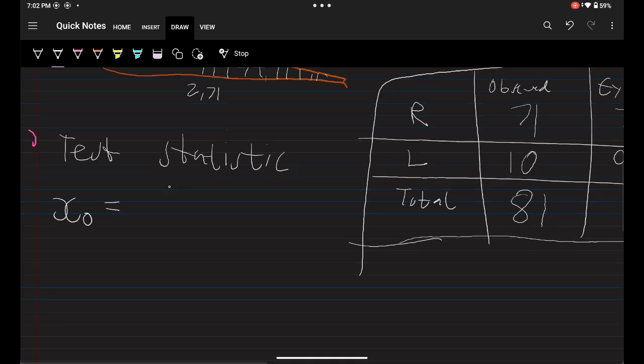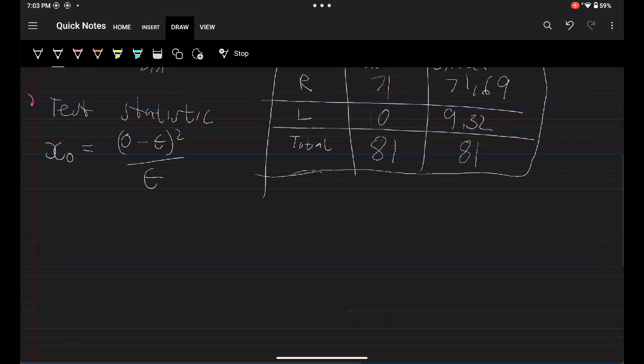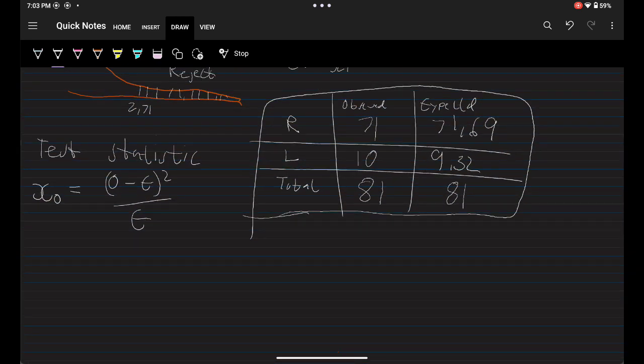The formula for this is O minus E, all squared, over E. Now O minus E or E minus O, you can do either way because it's squared, so it always results in a positive value. It really doesn't matter. But what you're to do is go to each of your categories. We have two categories, right and left, and do each one. So for the right: 71, which is the observed, minus the expected, which is 71.69, all squared, over the expected, 71.69.